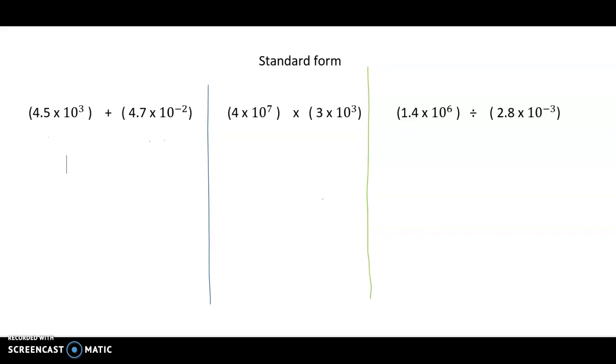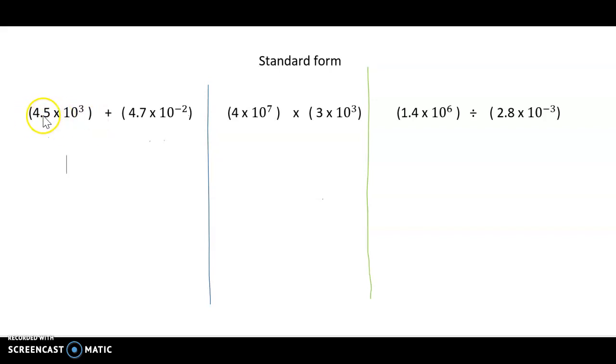We're going to do some standard form without a calculator. So here we have 3 questions, one where you've got to add 2 standard form numbers together, here where you've got to multiply, and here where you've got to divide. So when you're adding or subtracting standard form numbers, you need to take them out of standard form and then put it back in if it's asked.